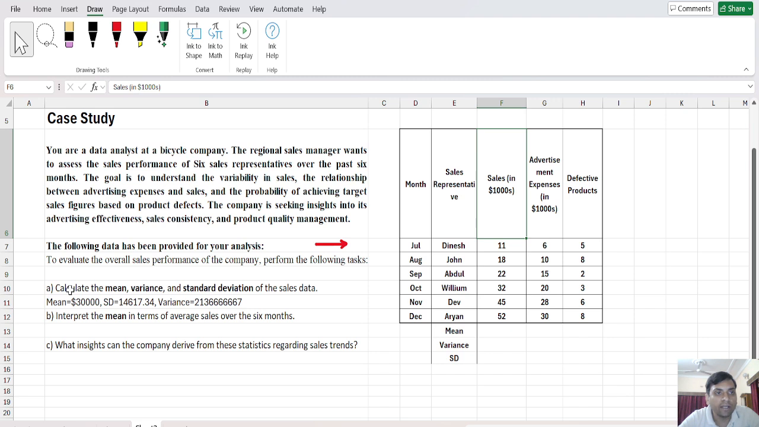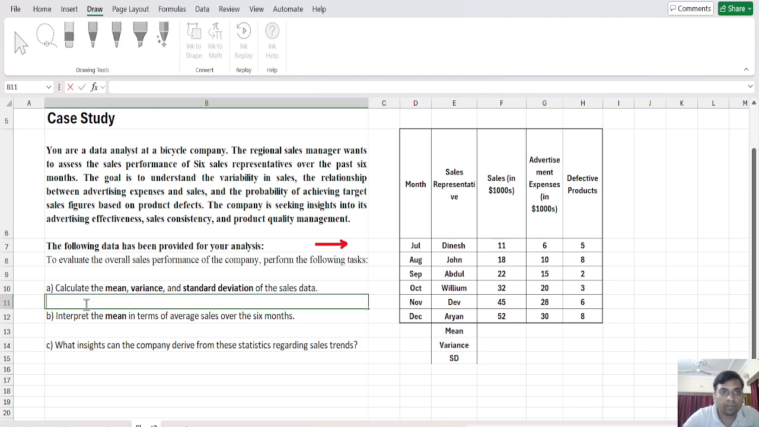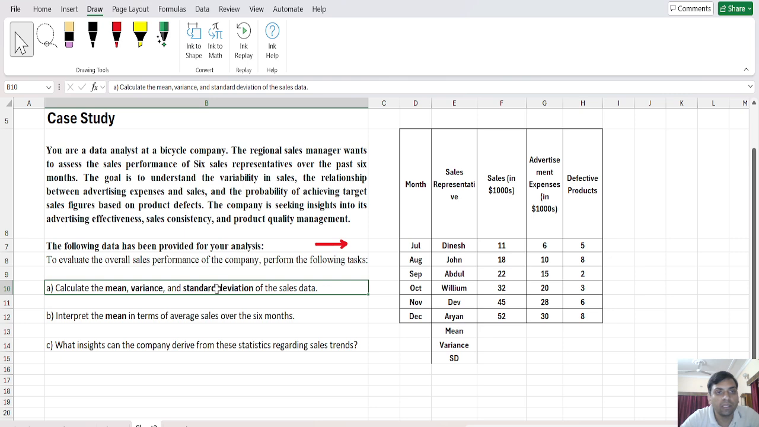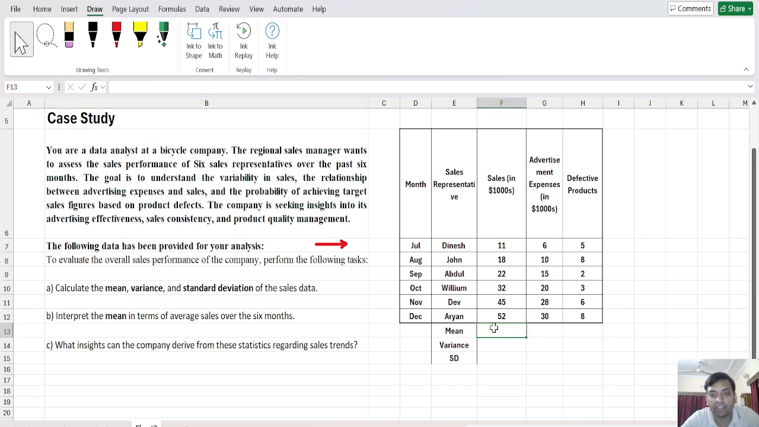Now you need to find first mean, then variance, and then standard deviation. So to find these three things, first we will find mean or average. So we will click on equal symbol, and then we will find average by putting AVER. So by putting these letters, you will see this first option, average. Click on that, and now you need to select data from this 11 to 52, and then close the bracket and then enter.